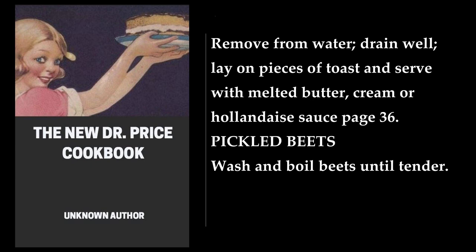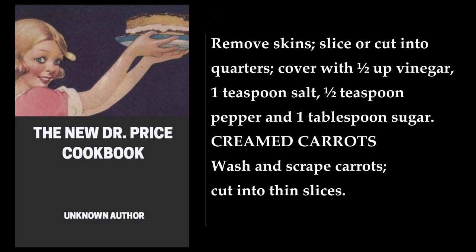Pickled beets. Wash and boil beets until tender. Remove skins, slice or cut into quarters, cover with 1/2 cup vinegar, 1 teaspoon salt, 1/2 teaspoon pepper and 1 tablespoon sugar.